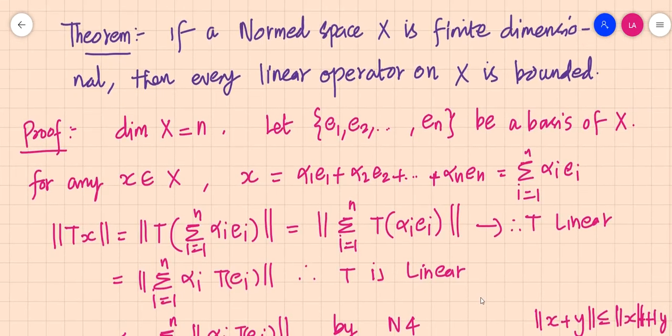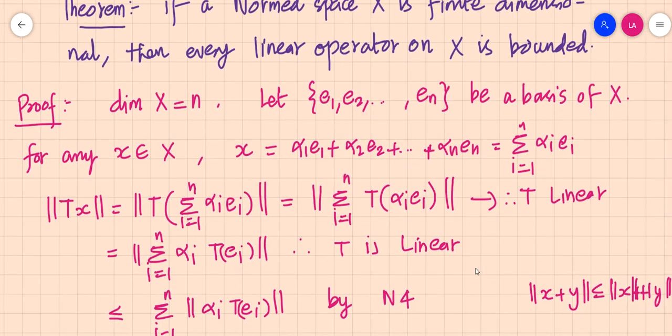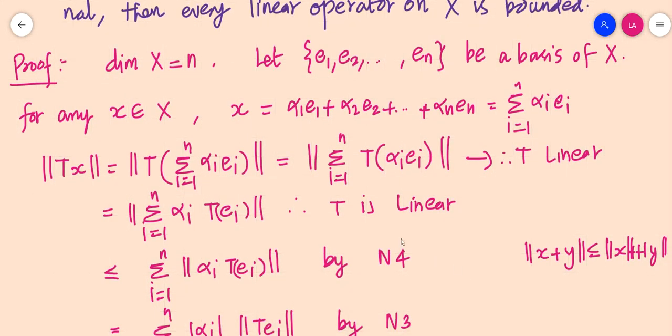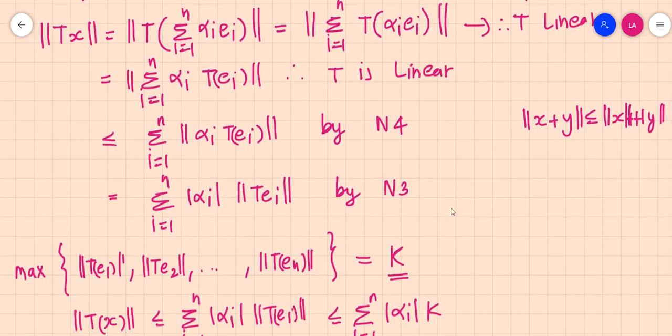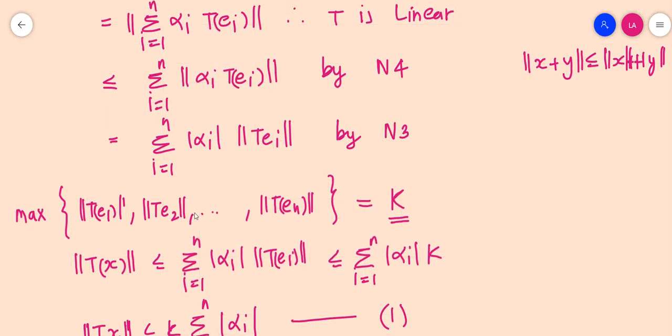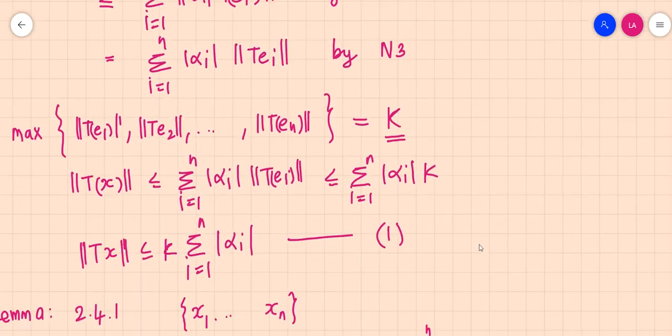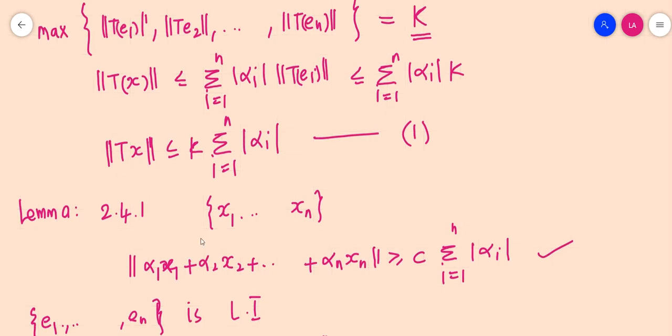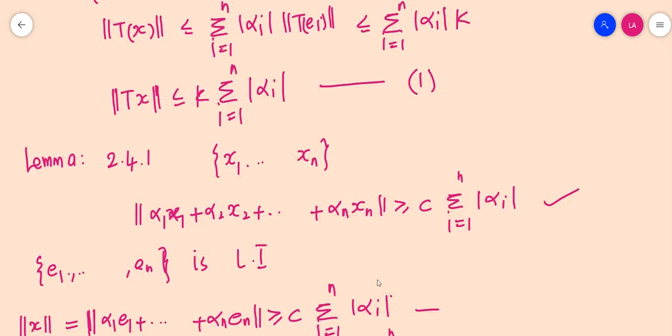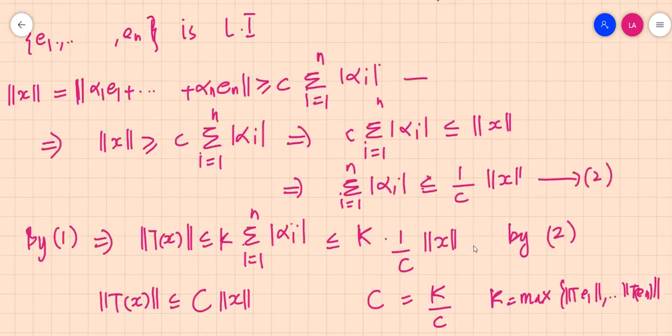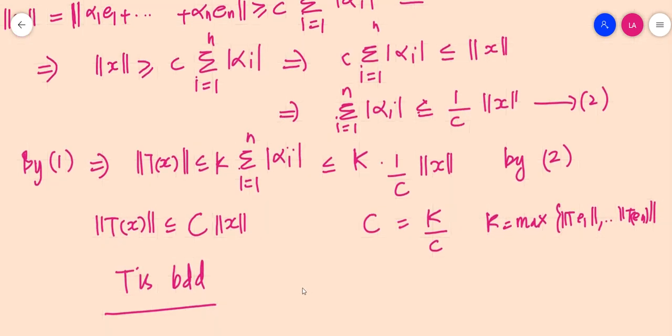So it's easy to establish. First we consider that our space is of dimension n. So we take a basis and we write every element as a linear combination of the basis elements, and we take an arbitrary linear transformation t on our space, and t of x can be written using the basis, applying the linearity property and the property of norm, and using the fact that the maximum of norm of te1, te2, etc., ten can be considered as a number k. Then use that fact, found this equation, and next use lemma 2.4.1, which is used on a finite dimensional normed space and a linearly independent set on that normed space. So use that, and we establish another result. Combining these two, equation number 1 and 2, we establish that our linear operator T is bounded.